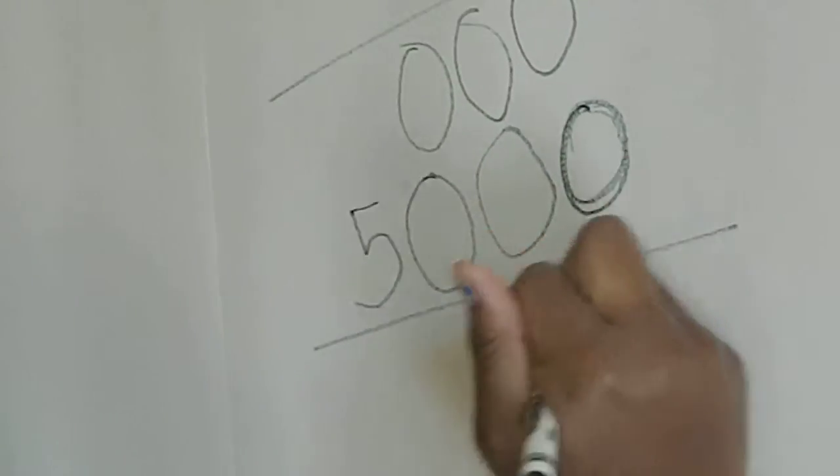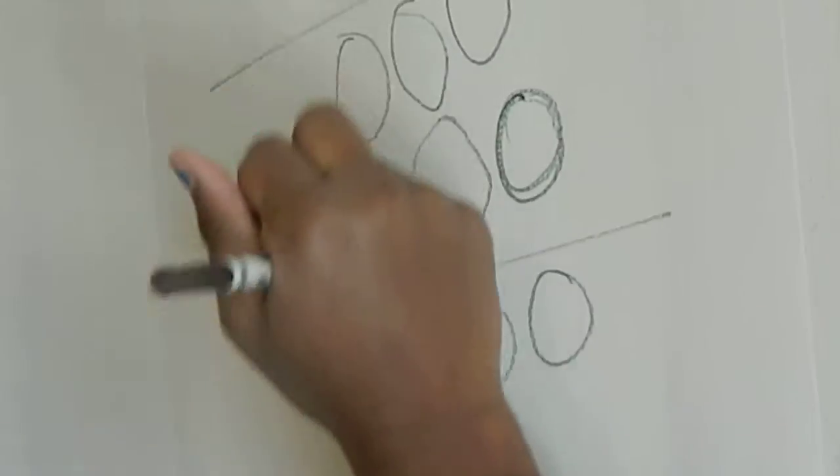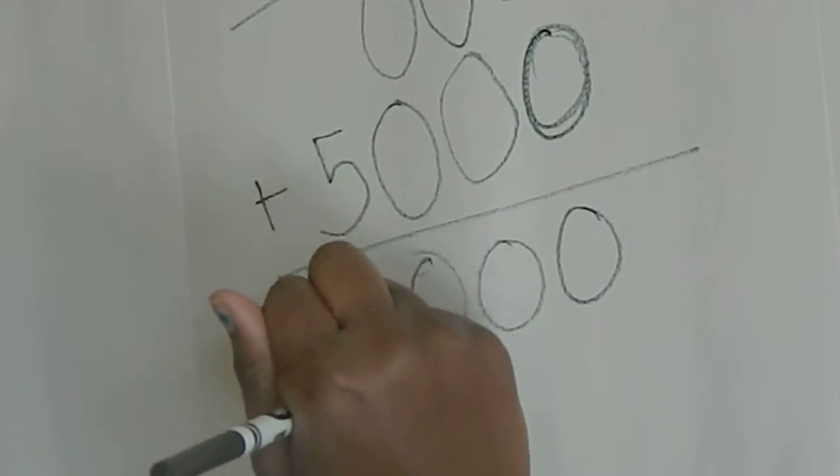Then you just add these, and that's 0, and then that's 5. And then you got 5,000.